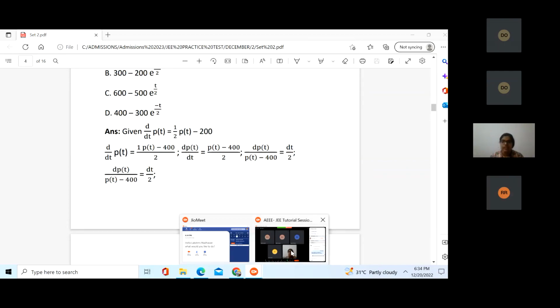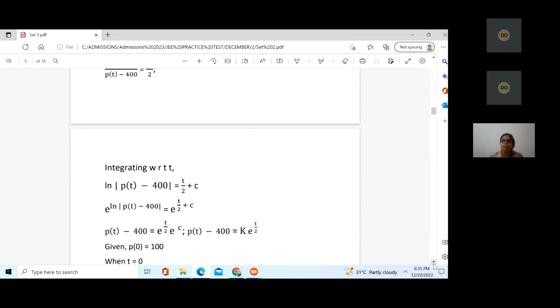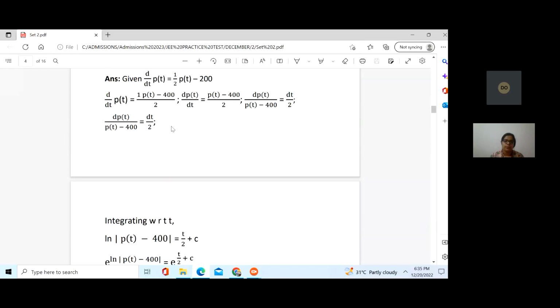I have just rearranged whatever is given in the question in such a way that I'll be able to arrange the terms in the form of dt as well as p of t. So the first part is dp of t by p of t minus 400 equal to dt by 2. Now what I'm planning to do is integrate on both sides with respect to t. So if I take the integral with respect to t on both sides, how will it be? Integral of dt by t.